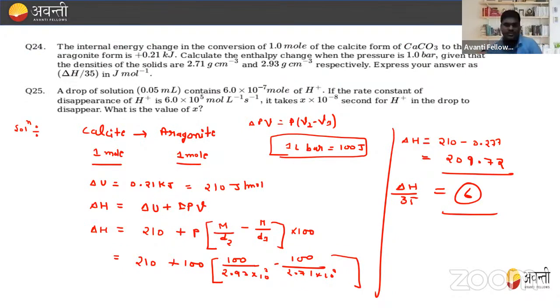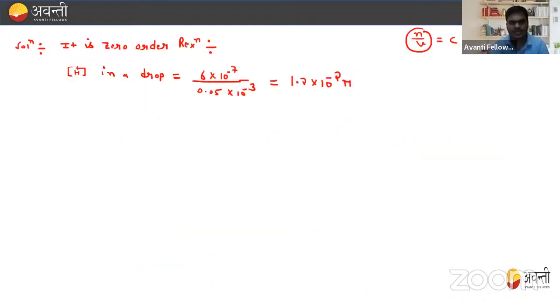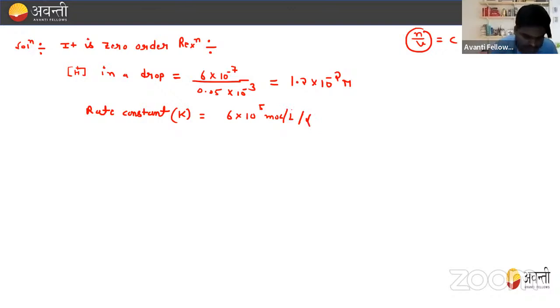Now, if the rate constant of disappearance of H plus is 6 into 10 to the power minus 5 mole per liter second, so here the rate constant K is given. So what is the rate constant here? The rate constant is nothing but 6 into 10 raised to the power minus 5, that is mole per liter second inverse. Right. So the rate constant is already given. Now you need to calculate the time. So what is the time of disappearance?